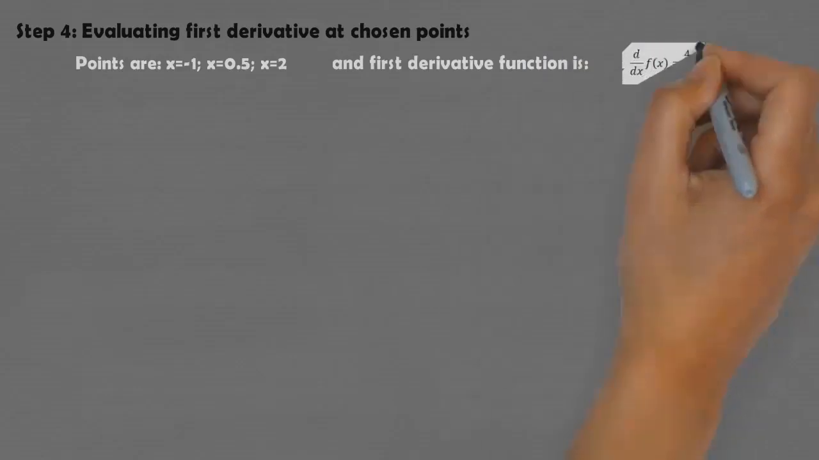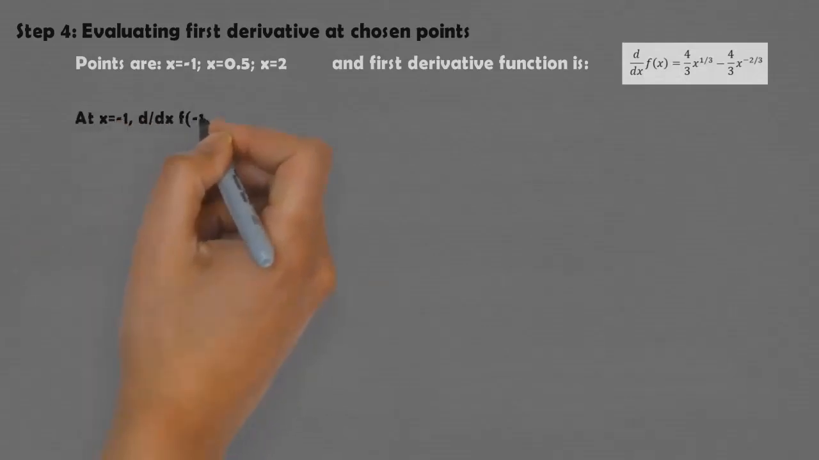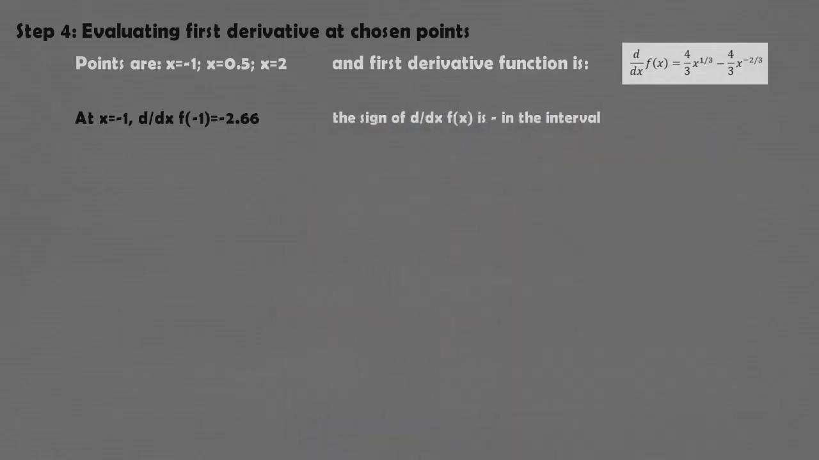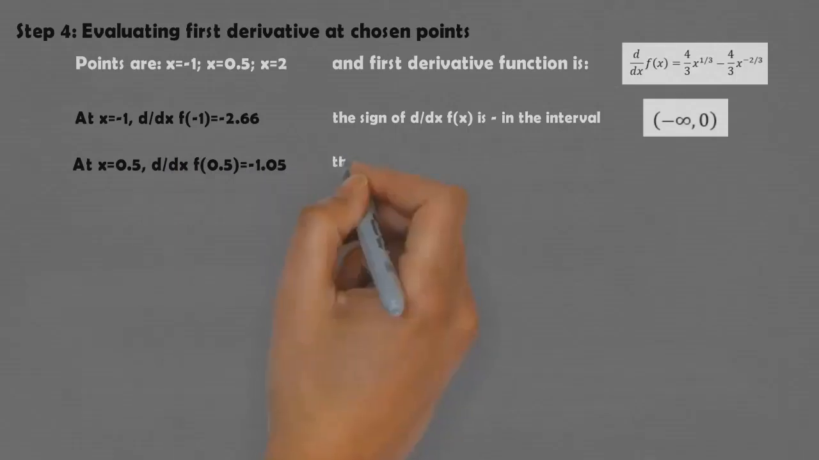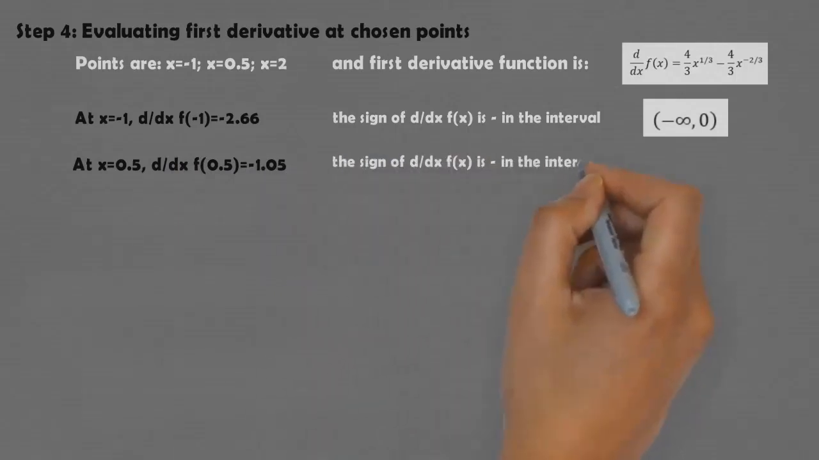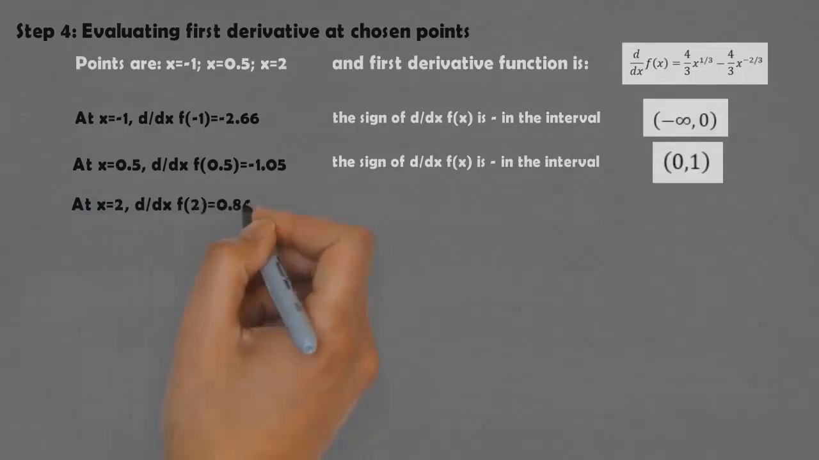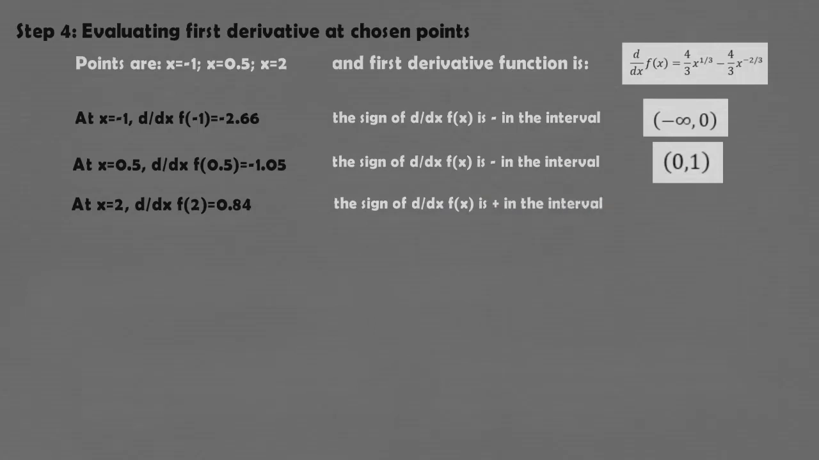The first derivative function is 4 by 3 x power 1 over 3 minus 4 by 3 x power minus 2 over 3. At x is equal to minus 1, the derivative function comes out to be minus 2.66. So the sign of the derivative in this whole interval is negative, and the interval is minus infinity to 0. At x is equal to 0.5, the derivative function comes out to be minus 1.05. So the sign of the derivative function in this whole interval will be negative, and the interval is 0 to 1. At x is equal to 2, the derivative function comes out to be 0.84. So the sign of the derivative function is plus in this whole interval, and the interval is 1 to infinity.